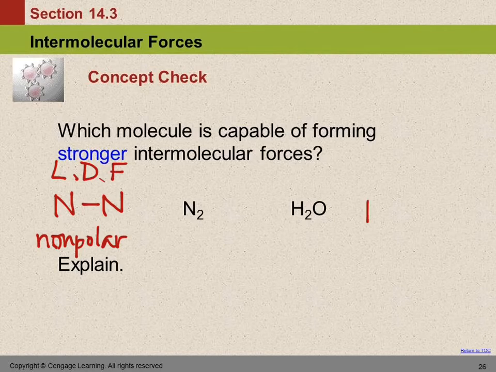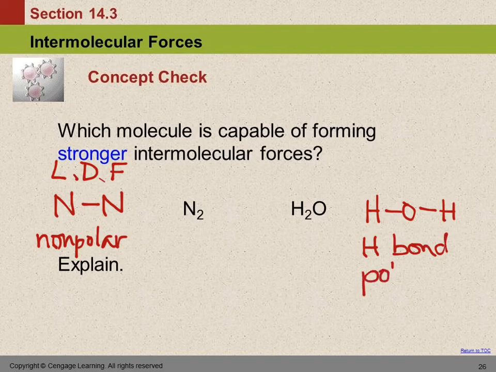Well, water. That's got a hydrogen in it. Could this have hydrogen bonding? Yes. So water has hydrogen bonding. It's a polar molecule, and it's got those OH bonds. So which of these has stronger intermolecular forces? The water.